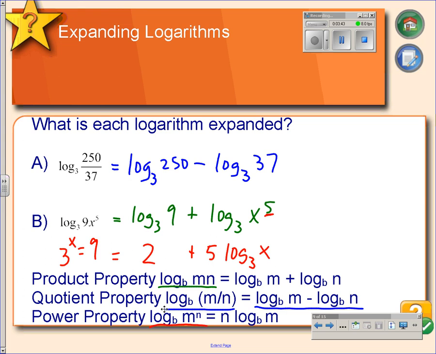And those are the properties of logarithms.